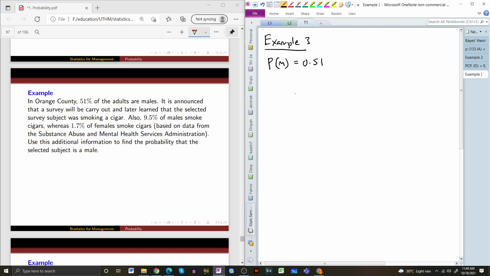It is announced that a survey will be carried out, and later learned that the selected survey subject was smoking cigar. Okay, so those who are smoking cigar. Also, 9.5% of males smoke cigar. Given they are male, their smoking cigar is 0.095, whereas 1.7% of females smoke cigar.